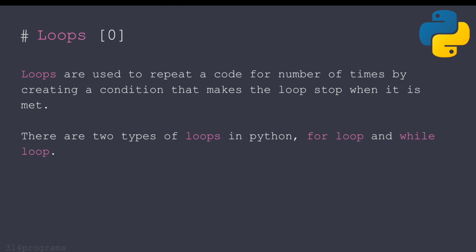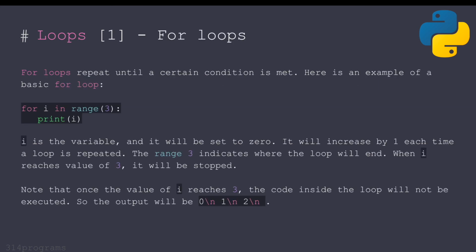Loops are used to repeat the code for a number of times by creating a condition that makes the loop stop when it is met. There are two types of loops in Python, for loop and while loop. For loops repeat until a certain condition is met.